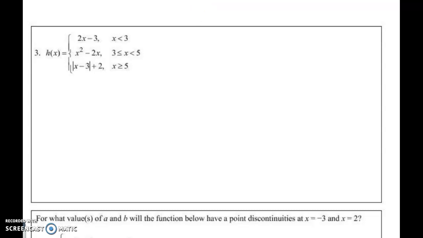And the more practice you get, you can do this. So we can look at the discontinuity at x equals 3. And then we can also examine at x equals 5. So which functions do you need to look at for x equals 3? That's the top equation, because that's the left side.